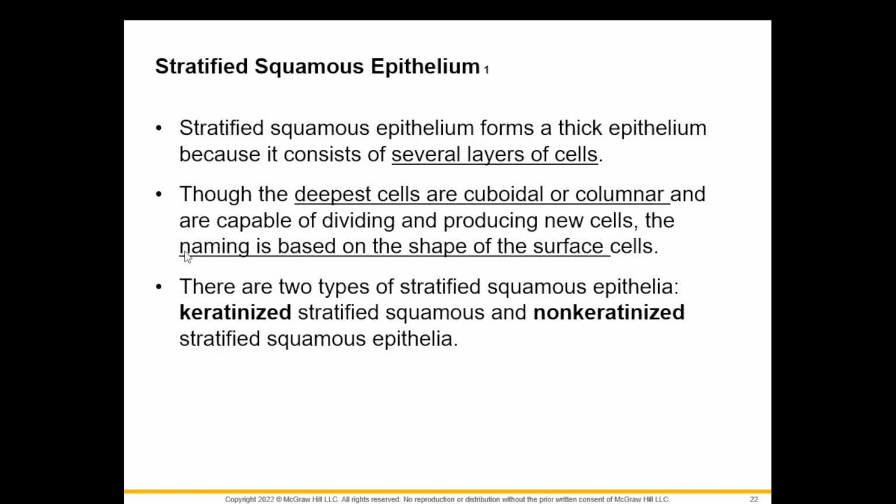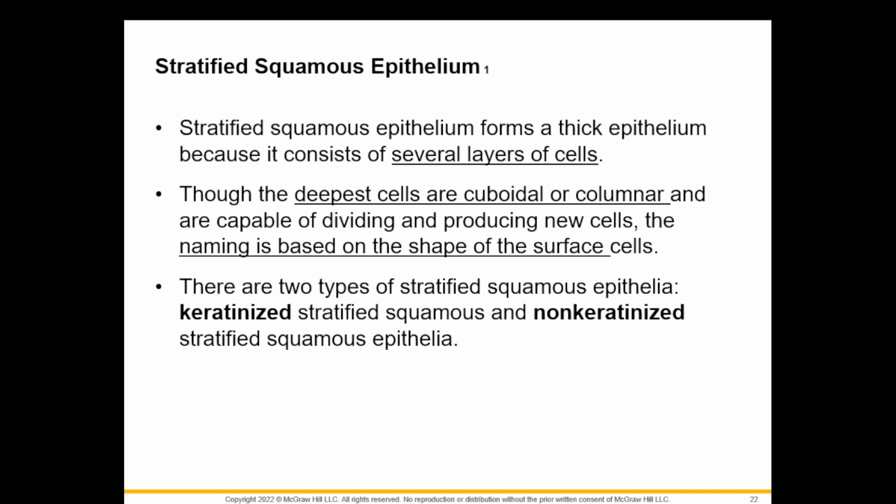But as the cells stack one on top of each other, the topmost layer becomes flat. And remember, it's already underlined, the naming of stratified epithelium is based on the shape of the surface cells. So if the topmost layer, the free surface, is squamous, then we call it stratified squamous. If the free surface cells are cuboidal, we call it stratified cuboidal, or stratified columnar if it is composed of columnar cells. Now, just focusing on stratified squamous, there are two types. These are your keratinized stratified squamous and your non-keratinized stratified squamous epithelium.